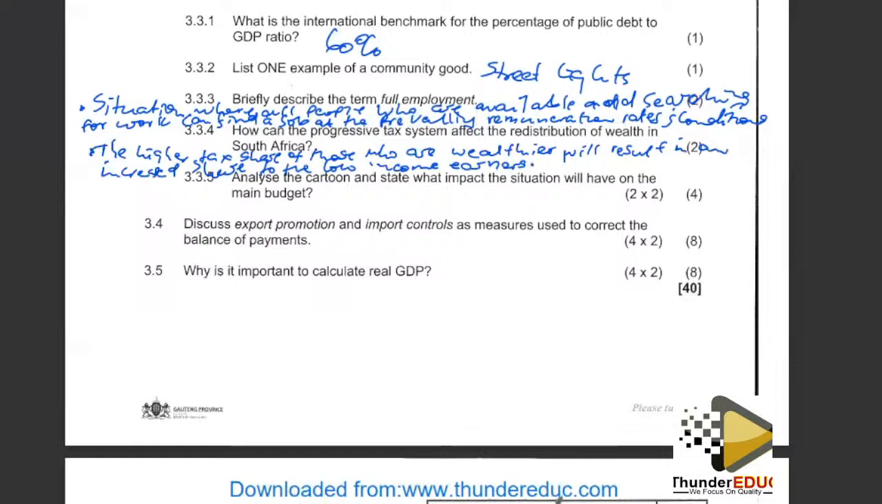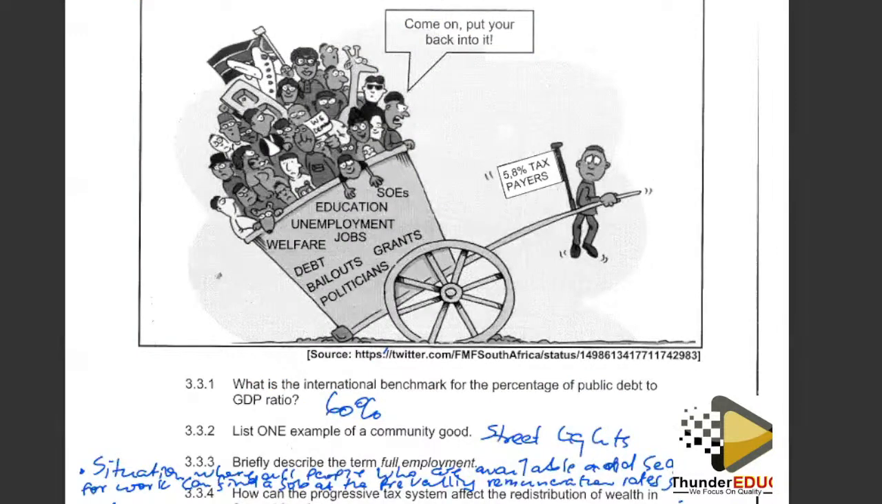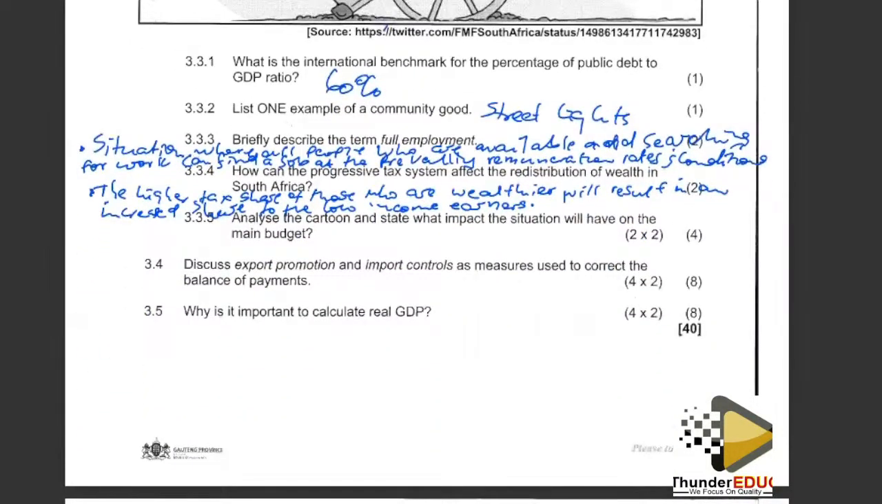Okay, right. So now let's move on to the next question. Great talks. The next question we have is 3.3.5. So 3.3.5 reads as follows. Analyze the cartoon and state what impact the situation will have on the main budget. When we check this cartoon, we observe that it indicates that the current taxpayers of 5.8% is totally inadequate for government expenditure. Also, the revenue that will be collected from the small base of taxpayers cannot sustain all the responsibilities in providing for the nation.